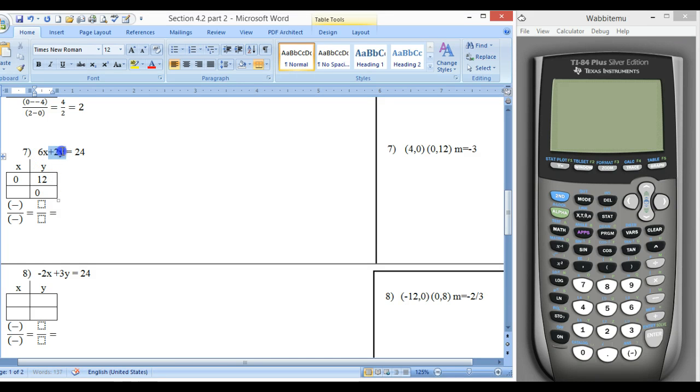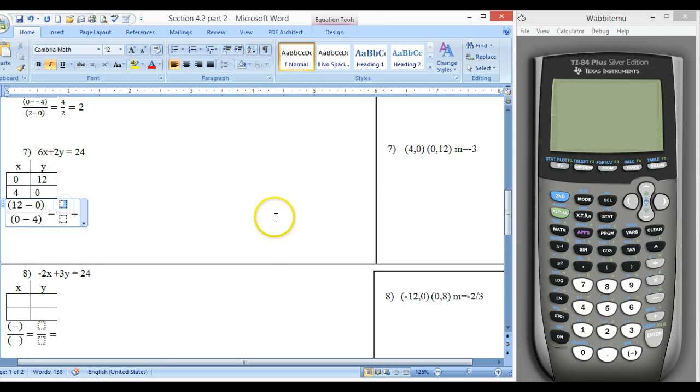Now the next one, I'm going to cover this one up because I plug 0 into here. 2 times 0 is 0. So I have 6x equals 24. Divide them both by 6, makes x 4. There we go. And again, we throw these into our equation. So 12 minus 0. 12 goes with the 0 first, and then the 0 for the y has the 4. So I have 12 minus 0 is 12. 0 minus 4 makes negative 4. Positive 12 divided by negative 4 is negative 3.